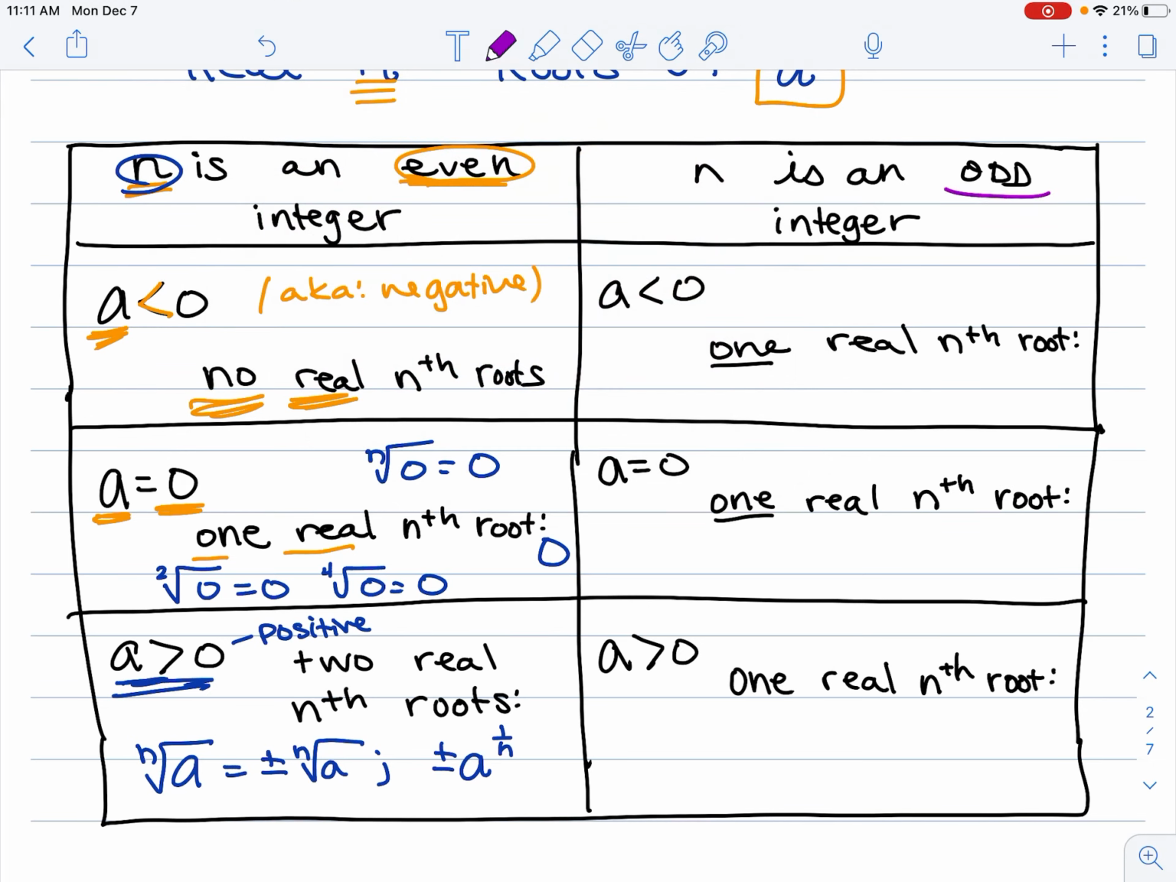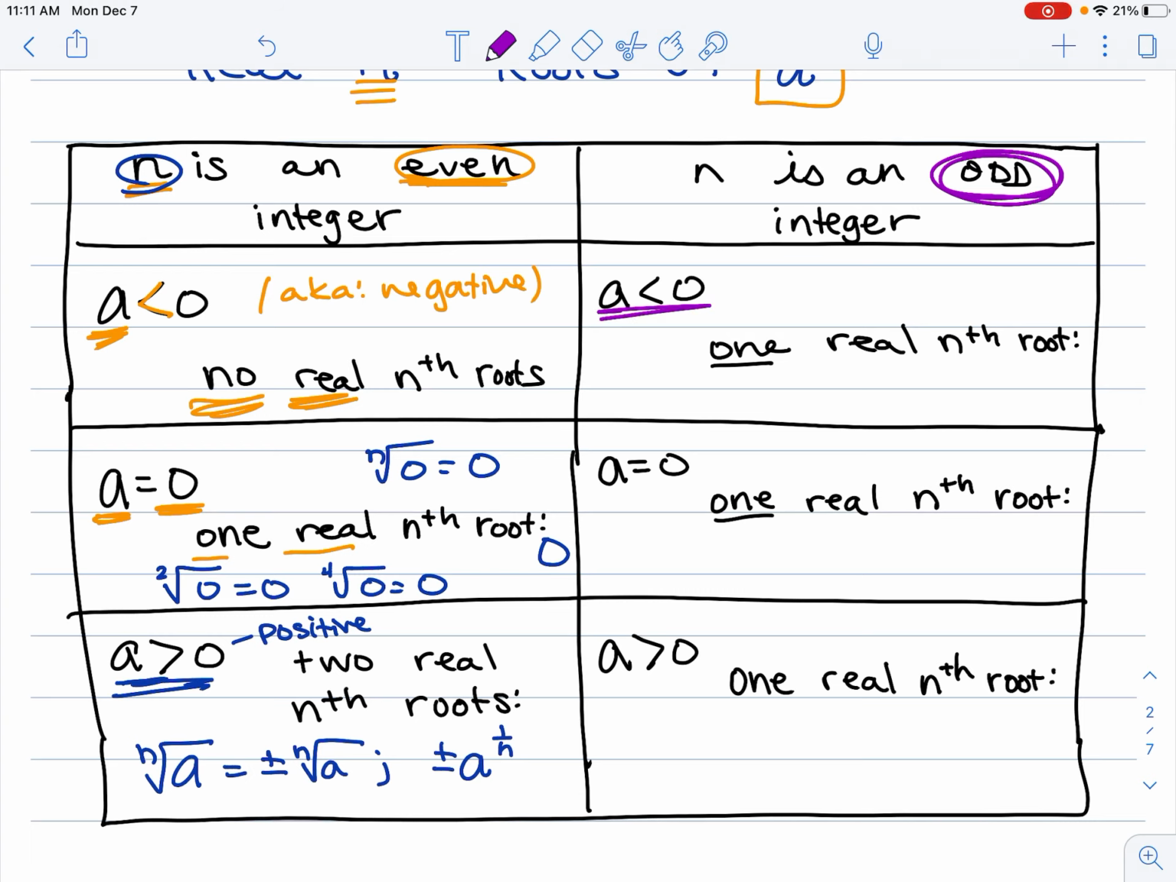So if n is an odd integer, so remember odds could be like 1, 3, 5, 7, 9, and the value inside of the root is negative, meaning less than 0, then there's only one real nth root. And this is because if n is an odd number, I know that an odd power can be positive or negative. So that means the nth root of some value for a can be written as a to the 1 over n.